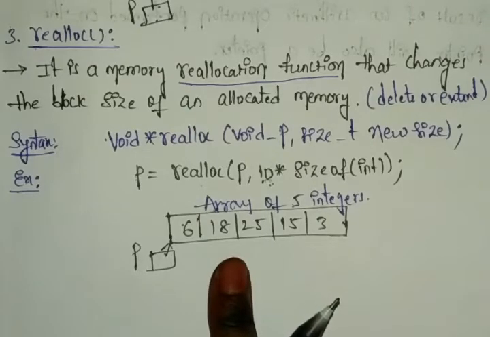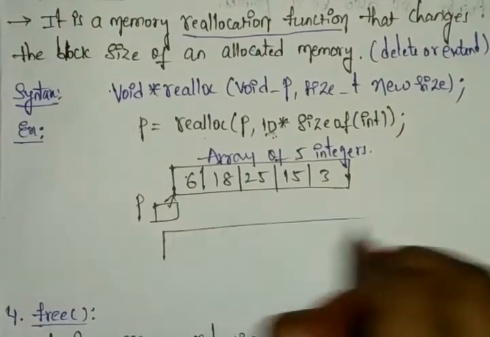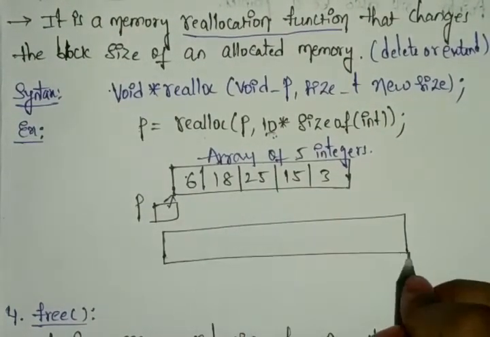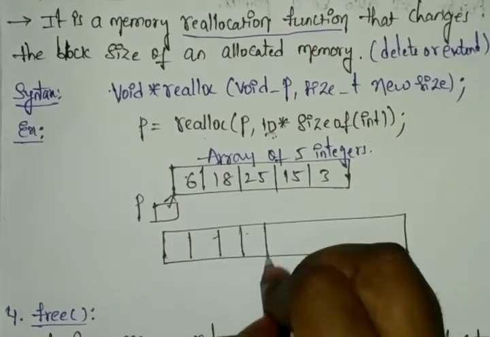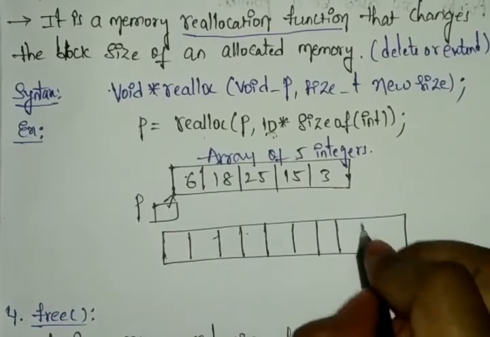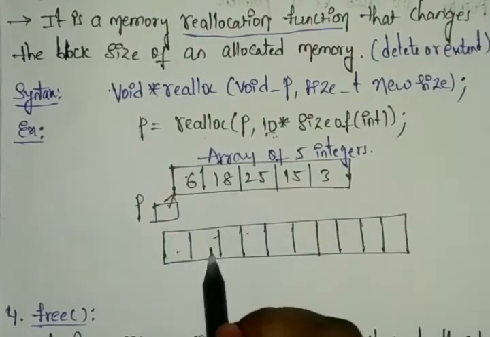Let's see how it reallocates our block. After the reallocation process we will have a total of 10: 1, 2, 3, 4, 5. So here we have the total of 10.